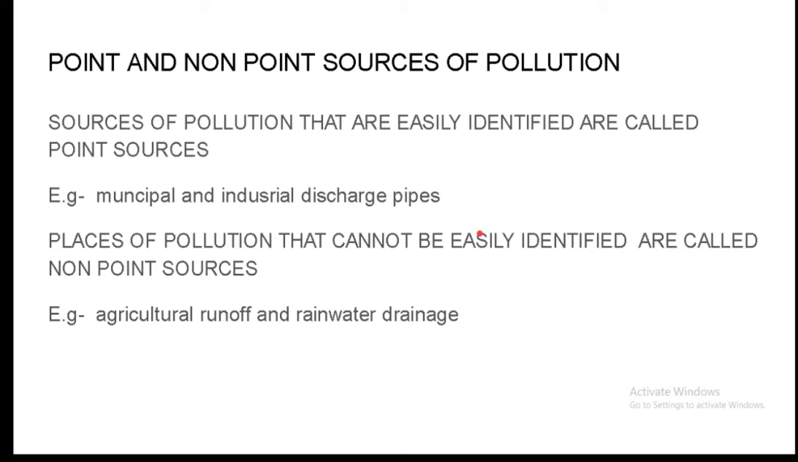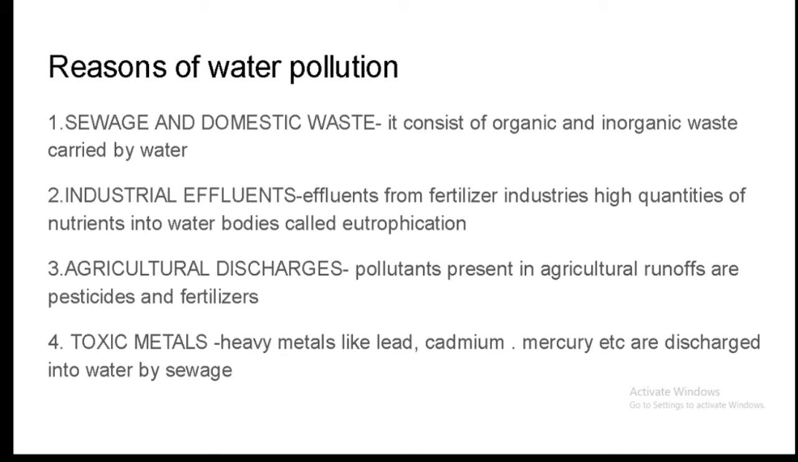Places of pollution that cannot be easily identified are called non-point sources. Examples are agricultural runoff water and rainwater drainage. So we cannot actually pinpoint where the source of pollution occurs. A water pollutant is a substance, agent or factor that degrades the quality of water. Examples of water pollutants are sewage, detergents, toxic heavy metals, domestic waste, fertilizers, pesticides, organic substances, etc.